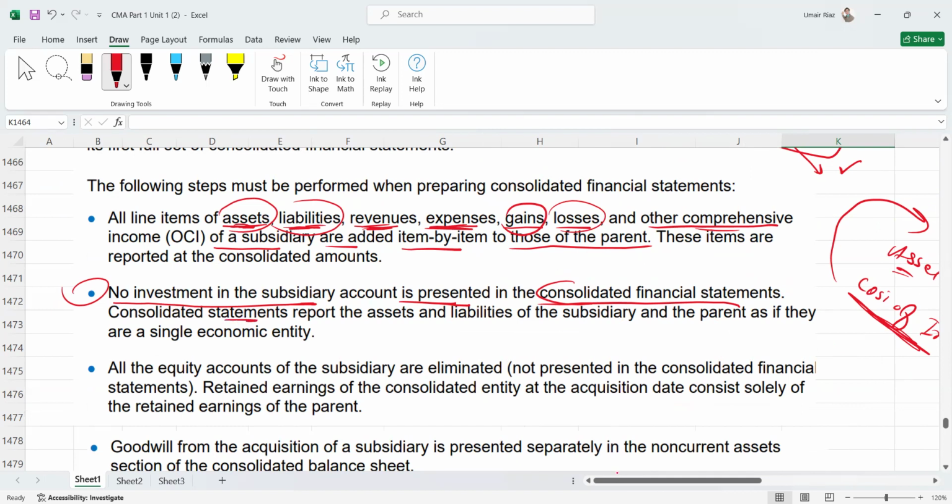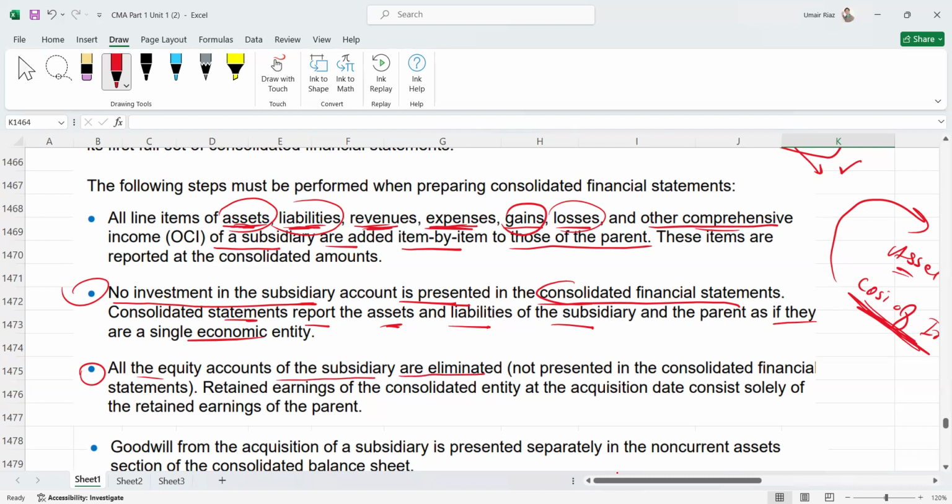The consolidated statement reports the assets and liabilities of the subsidiary, but other than this cost of investment, because we assume they are a single economic entity. So your second point is very simple: any cost of investment or investment in subsidiary account will not be presented in the consolidated financial statement. Then the third point: all the equity accounts of the subsidiary are eliminated.